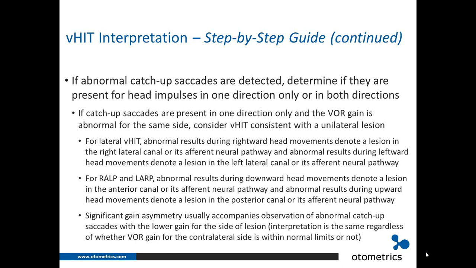For RALP and LARP, abnormal results for downward head movements indicate a lesion in the anterior canal, which again goes through the superior portion of the vestibular nerve, and abnormal results for upward head movements indicate the lesion in the posterior canal or its afferent neural pathway, which in this case is the inferior portion of the vestibular nerve. Significant gain asymmetry is usually present with the unilateral deficit pattern with lower gains for the site of lesion. The status of the contralateral VOR gain is not important for the interpretation. It can be within normal limits or not.